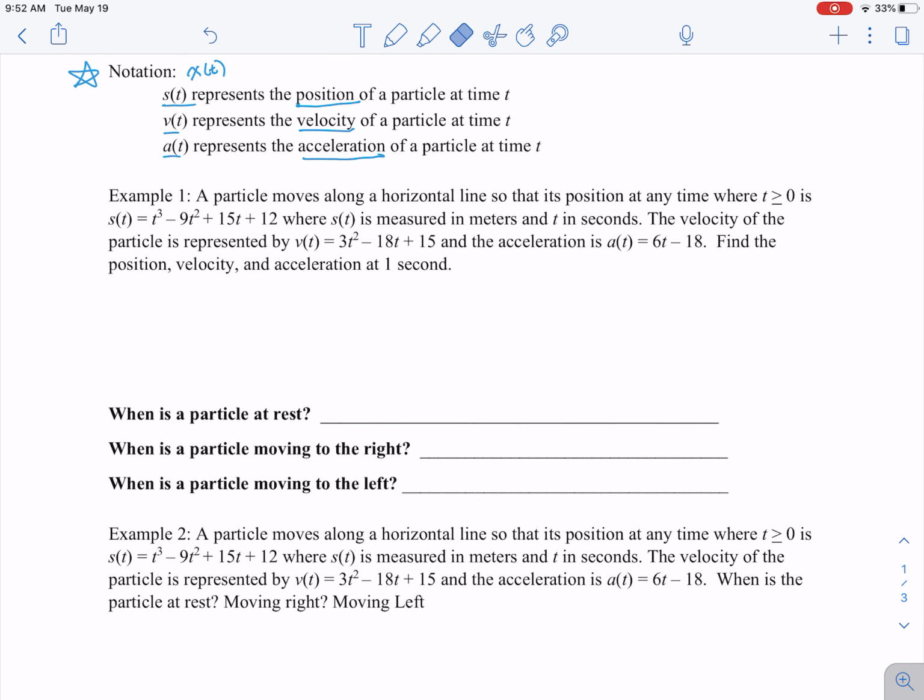Example 1, by the way, all these examples are going to have the same prompt, just asking different questions. So I'm just going to highlight what's important here ahead of time. In example 1, we have a particle that moves along a horizontal line so that its position at any time t, where t is greater than 0, so we're using positive numbers here, is the first highlight, where S of t is measured in meters and t in seconds. The velocity gives us that as well, and then the acceleration, the other highlighted part. We need to find the position, velocity, and acceleration at t equals 1. That's what this 1 second means right here: t equals 1.